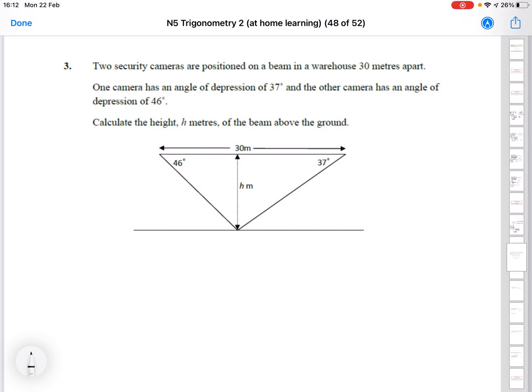The question says 2 security cameras are positioned on a beam in a warehouse 30 metres apart. So that is the long horizontal side along the top being 30 metres, and at either side there's a security camera. One camera has an angle of depression of 37 degrees. That just means from that horizontal plane pointing down 37 degrees. So that's the one on the right. And the other camera has an angle of depression of 46 degrees. So that's the one on the left. It says, calculate the height in metres of the beam above the ground.